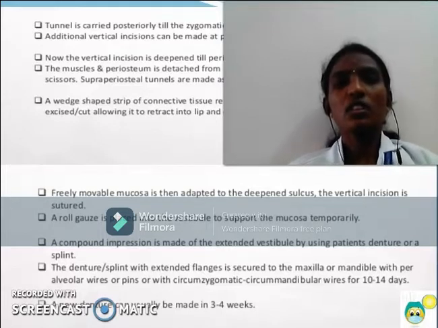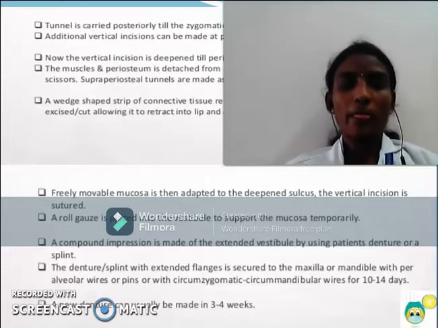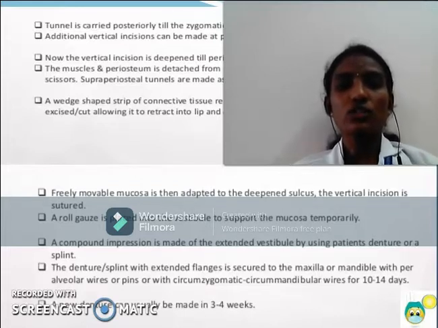The wedge tips of connective tissue remain between the two tunnels. The freely movable mucosa is adjacent to the depth of the sulcus. The vertical incision is sutured. Roll gauze is placed in the vestibule, supporting the mucosa temporarily.